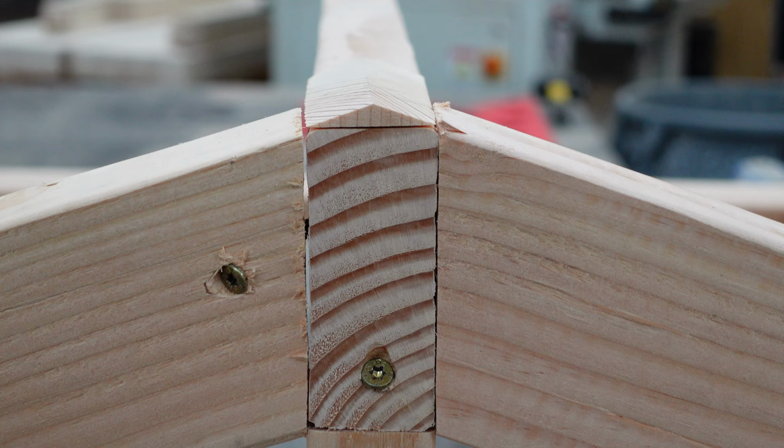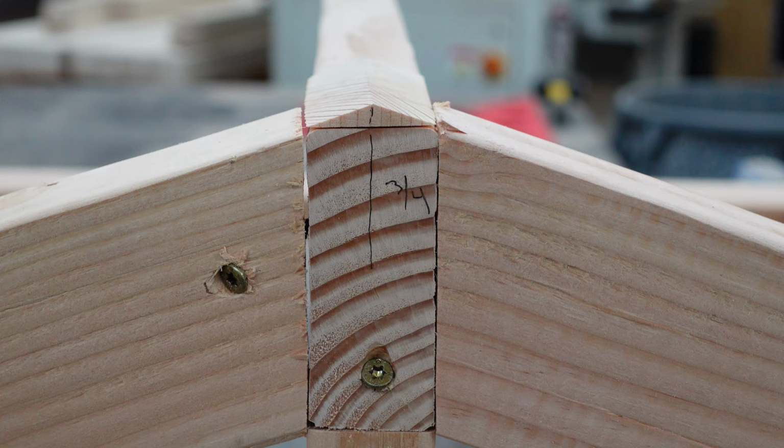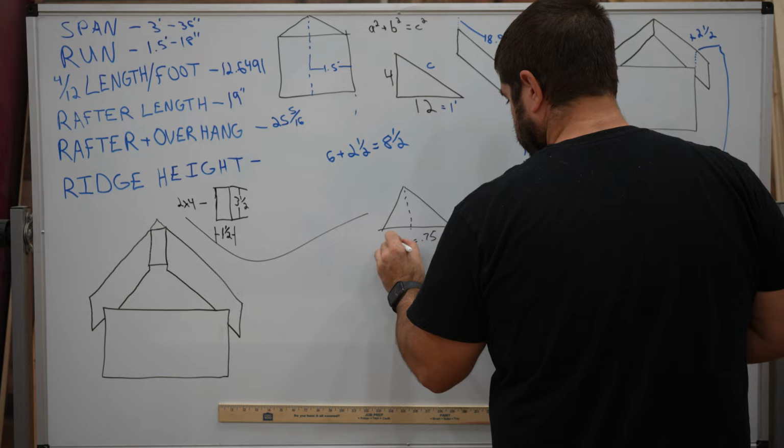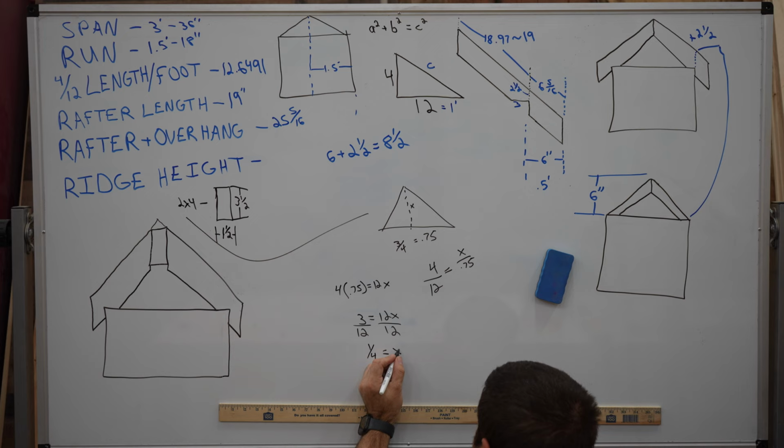We need to figure out the height of the little triangle there. Well, we know that half of the triangle is 0.75 inches, as the span of the triangle is made from a 2x4, which is 1.5 inches wide. So we can use the same proportion that we used before. 4 over 12 is equal to x over 0.75. And by multiplying across, we get 3 is equal to 12x. And dividing both sides by 12, we get that the height is equal to 1/4 inch.